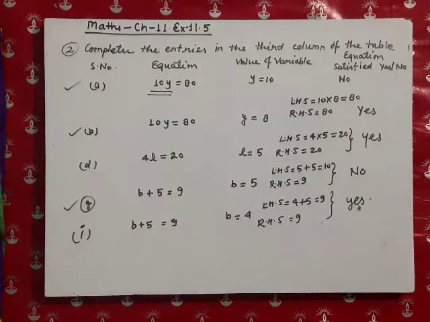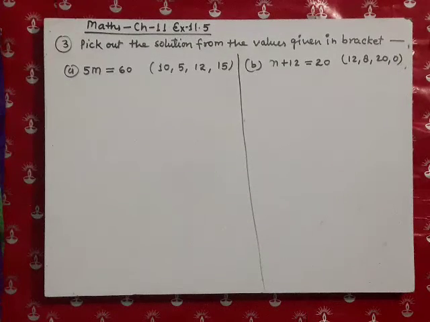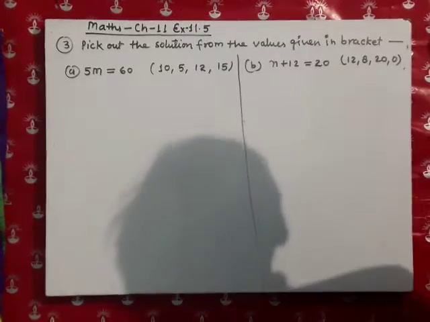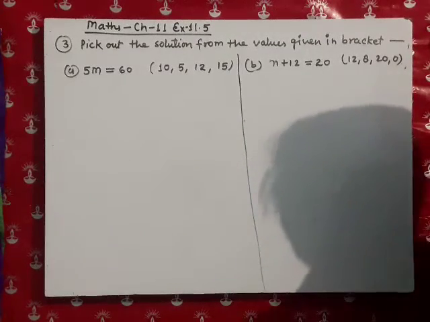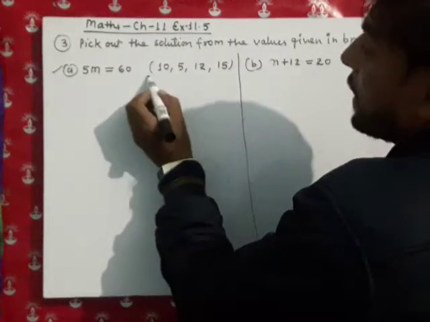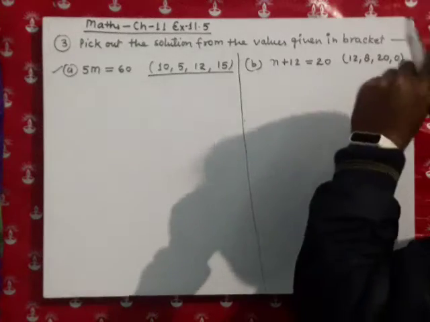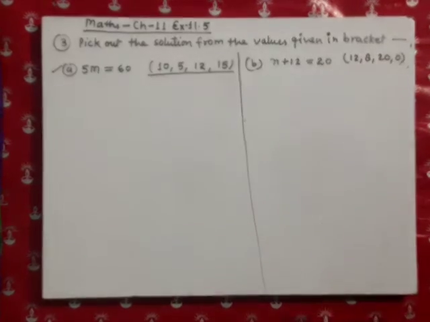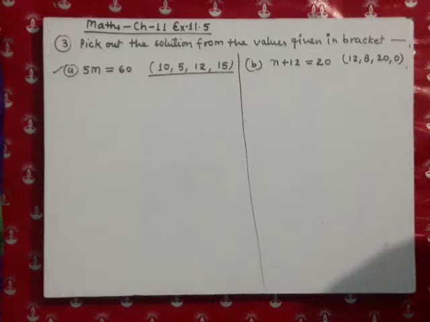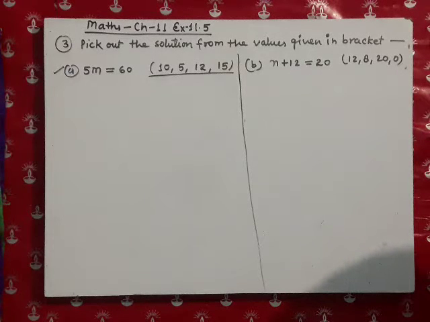Now I am going to question number 3. In question number 3, it is given that we pick out the solution from the values given in the bracket. Suppose I am taking part A. The equation is 5m equals 60, and some solutions are given in the bracket. Now we have to check which one is the solution of this equation. So how are we going to find it? Simply by putting the given values in the LHS.